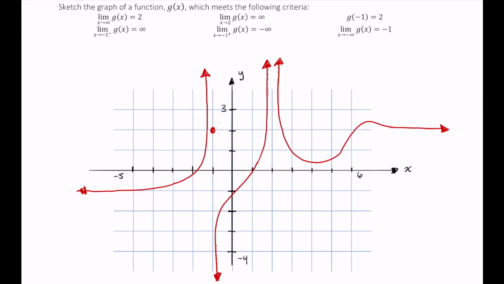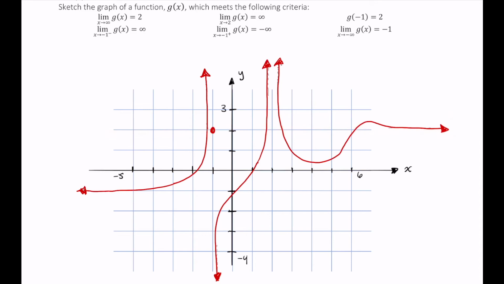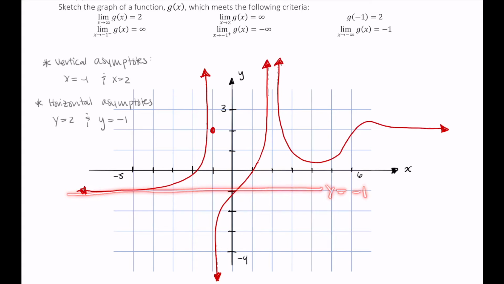And now there is a horizontal asymptote at y equals 2. And as you can see, this function does cross its horizontal asymptote. It does it a few times, and that's allowed. That's fine. And we have one last horizontal asymptote here at y equals negative 1.